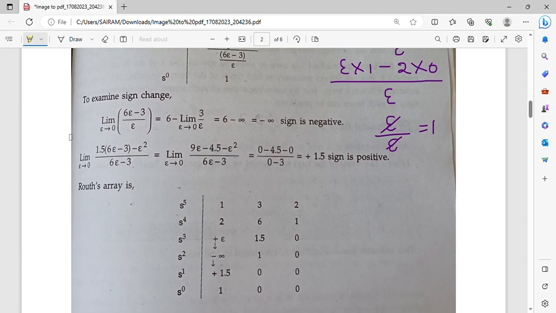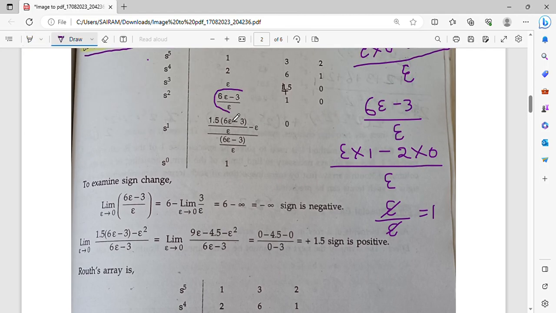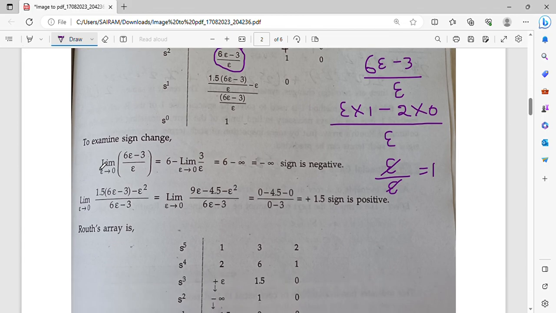So now let's examine the sign change. For that let me consider the first one. We are taking this one for the sign change, okay? We are applying limit of e tends to 0 for this particular one. So what we are doing is 6e by e, and e by e cancels, right? If you take this separately, you get 6e by e minus 3 by e. Then this e and e cancel and this becomes equal to 6.